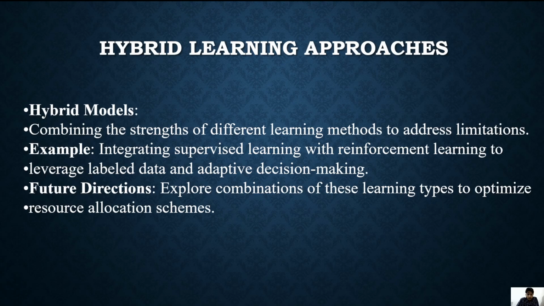Hybrid learning approaches. Hybrid models combine the strengths of deep learning methods to address limitations. Example, integrating supervised learning with reinforcement learning to leverage labeled data and adaptive decision making. Future directions. Explore combinations of these learning types to optimize resource allocation schemes.